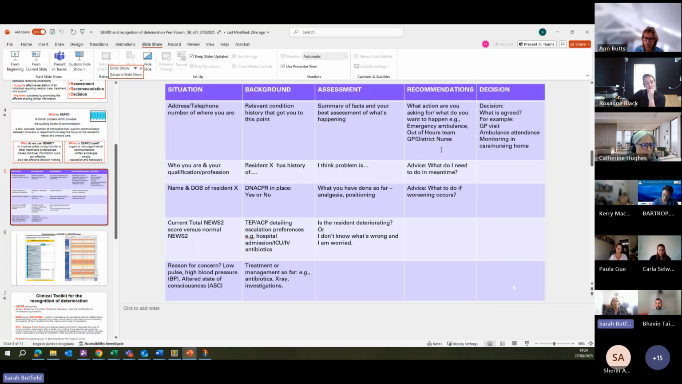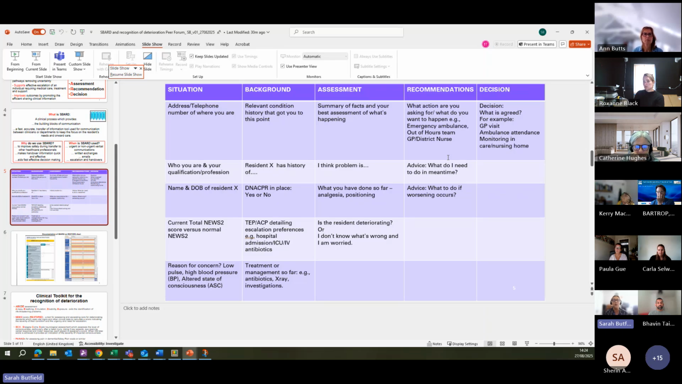Then you're going to come up with recommendations. Depending on who you are speaking to, it's really important for you to know as a professional what you actually want to get out of this call. Are you just looking for advice? Is it something that you think you can manage, but you just want that professional backup and support to qualify and quantify your decision making? Do you feel that you need someone to come and visually examine your resident? Do you know already that they need escalation to hospital? If you are 99% sure that you've got a fractured neck of femur in front of you, you don't need advice, you need an ambulance. So you can make your recommendation.